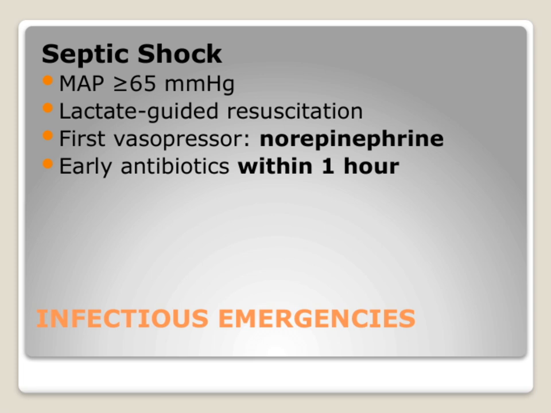So, in summary, managing septic shock involves maintaining adequate blood pressure, guiding fluids and vasopressors with lactate levels, choosing norepinephrine as the first vasopressor, and administering antibiotics promptly. These are key steps in addressing infectious emergencies like septic shock.